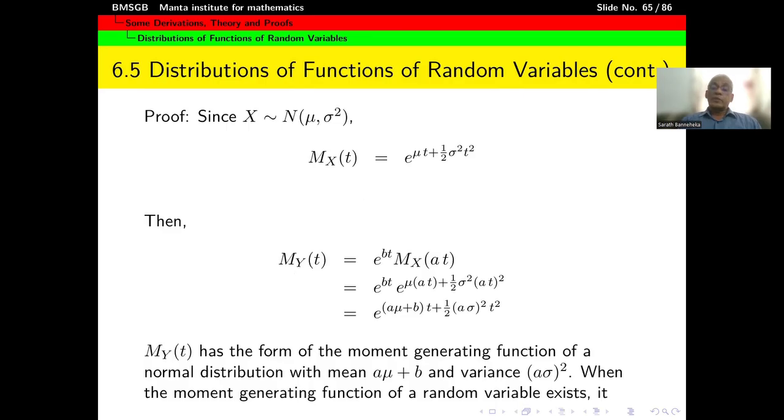And because this has the form of a normal distribution, by the uniqueness property of the moment generating function, it implies that Y must have a normal distribution with mean a mu plus b and variance a sigma, the whole thing squared, right? So that proves the theorem. If X has a normal distribution with mean mu and variance sigma square, and if Y is equal to AX plus B, then Y also has a normal distribution with mean A mu plus B and variance A square sigma square. So that is an important result.